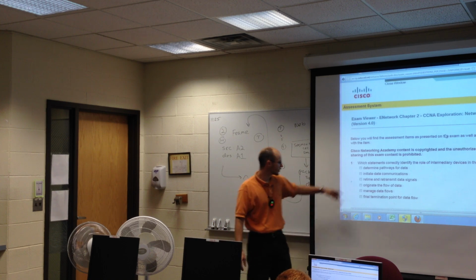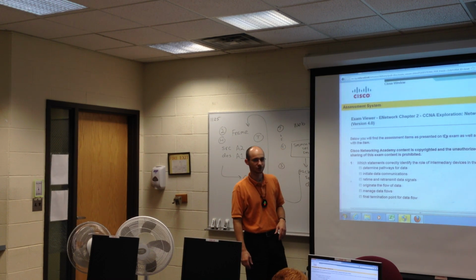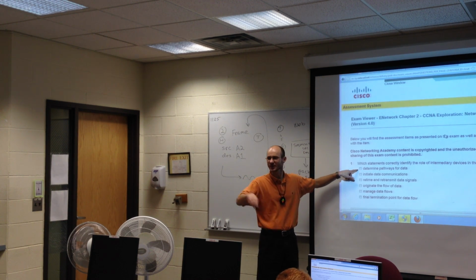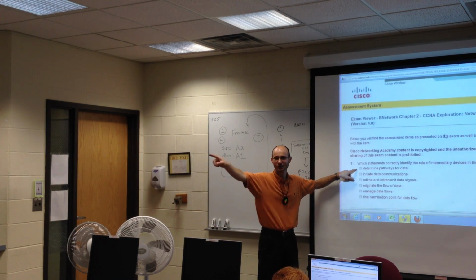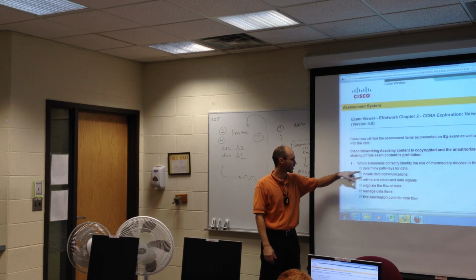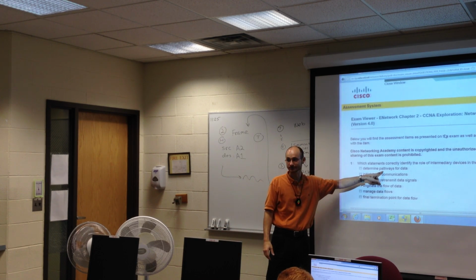So if I rule out those 3 choices, I'm left with 3 choices to be picking from. Let's look at those. Determine pathways for data. Which device does that? What did we learn today? It looks at its routing table. This device is called a router. Another word for pathways is called a route.